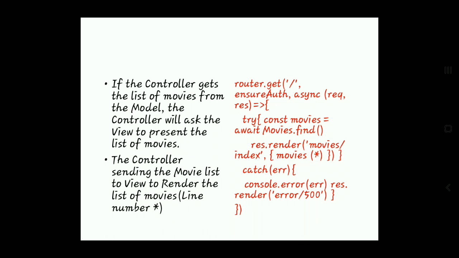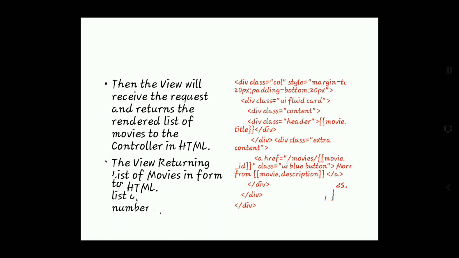So here we have code in our controller to view the present list of movies. So the controller sends the movie list to the view to render the list of movies. Then the view will receive the request and return the rendered list of movies to the controller in HTML.